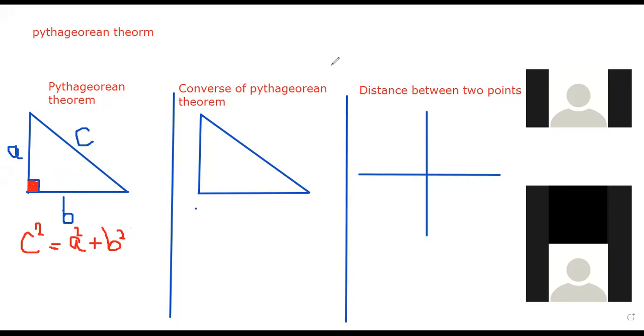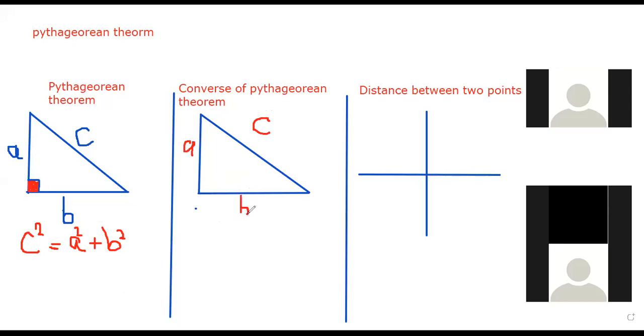The second part is the converse of the Pythagorean theorem. We will not mention that the triangle is a right angle triangle, but we want to prove that this triangle is a right angle triangle. Then how do we use the converse of the Pythagorean theorem to determine whether the triangle is a right angle triangle or not? We have to use a formula. Also we write C, and this is A, and this is B.